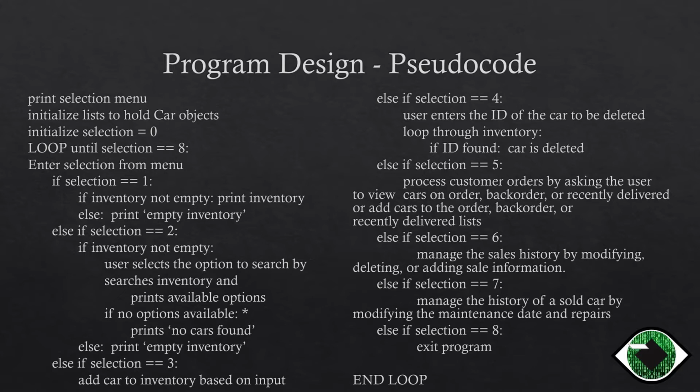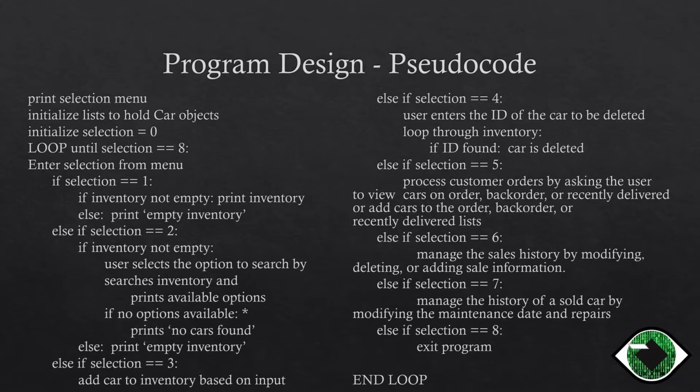The user will also be able to add and delete cars from the inventory as shown from selection 3 and 4. Selection 5 allows the user to process customer orders for cars that are on back order, on order, or were recently delivered. Selection 6 allows the user to view the information of sold vehicles as well as the information of customers who purchased the vehicle. Selection 7 allows the user to update the delivery date, future maintenance date, and unscheduled repairs for the purchased vehicle. The final selection, 8, allows the user to exit the program.